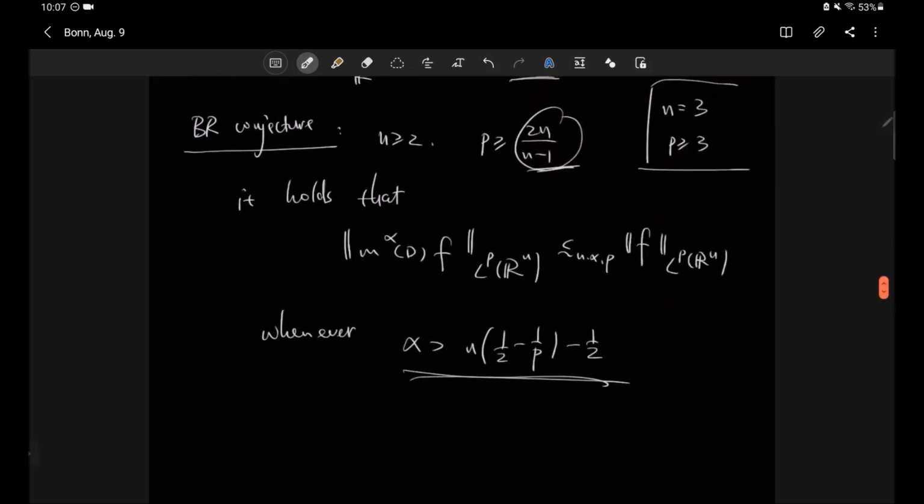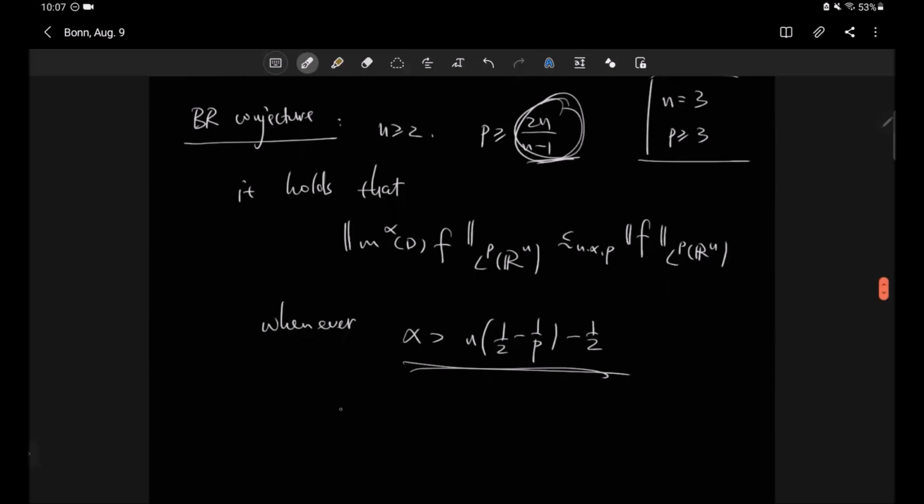And what you need to remember is, again, this p bigger than 2n over n minus 1. And in the endpoint case, in the case p equals 2n over n minus 1, we have that alpha is bigger than 0. Okay. So this is the endpoint case, and by interpolation, it implies everything else. Okay, cool. So this is the Bochner-Riesz conjecture.